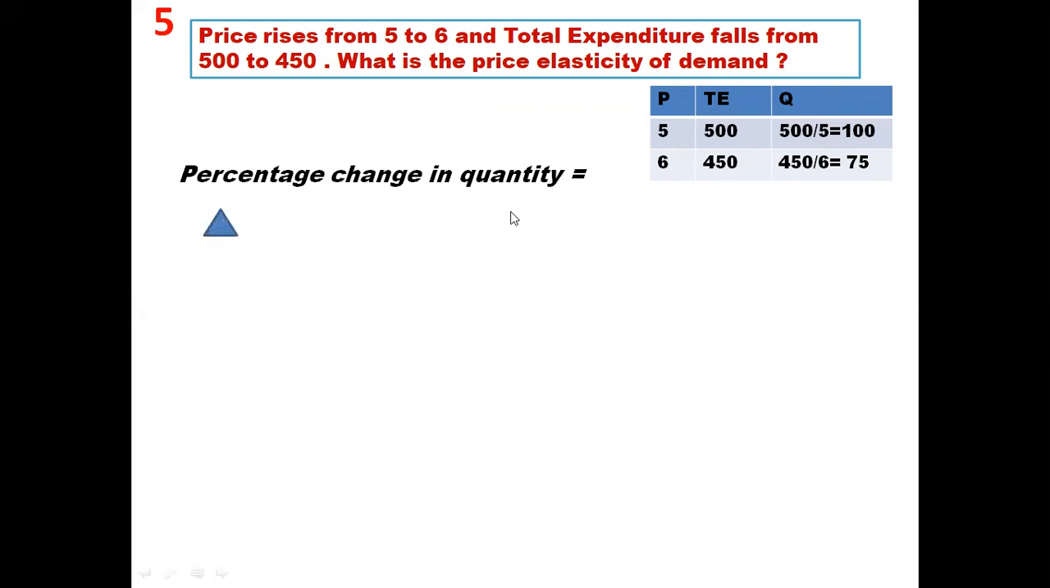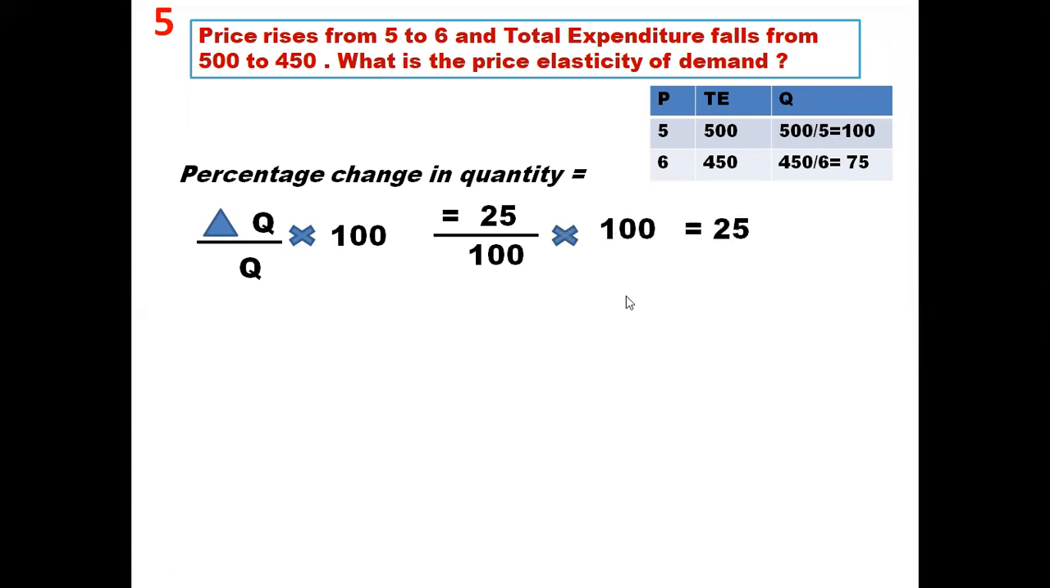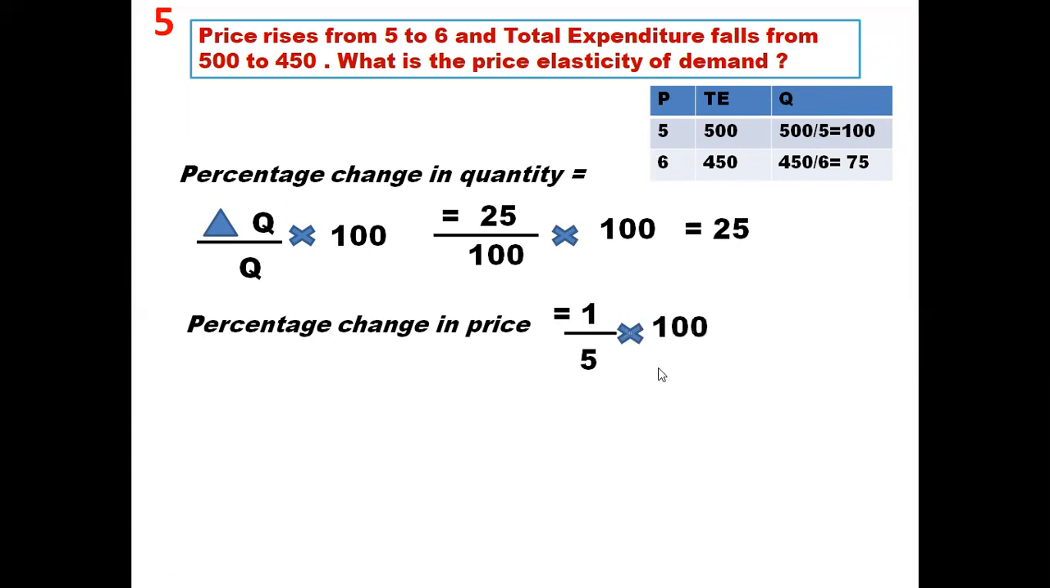The percentage change in quantity is del Q by Q multiplied with 100. So 100 minus 75 is 25, divided by 100 multiplied with 100, because initial quantity is 100. So we get percentage change in quantity as 25. The percentage change in price is 6 minus 5, which is 1, divided by 5, the initial price, multiplied with 100, which gives us 20. Now let us find the price elasticity of demand: percentage change in quantity divided by percentage change in price. So we get 1.25 as the price elasticity of demand.